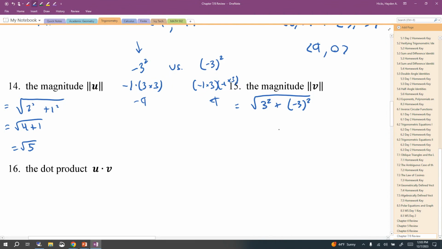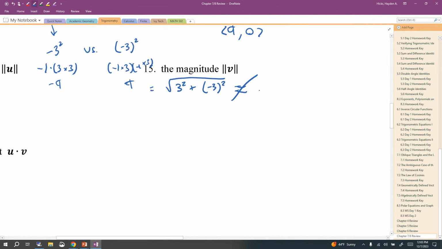You can also think of it like this. If you don't put the parentheses around here, and I'm going to do a big fat, this is not equal to. If you don't put the parentheses around it, it's going to look like 3 squared minus 3 squared, right? Or plus negative 3 squared, which is minus 3 squared. What's 3 squared minus 3 squared? 0. You get what I'm saying? Those parentheses, ultra important when you're squaring a negative number.